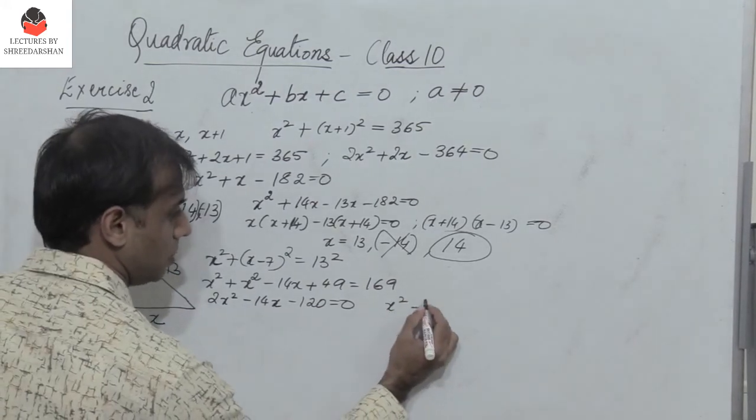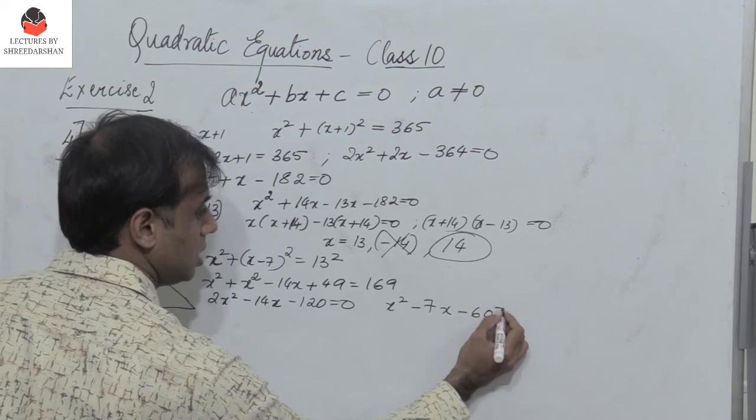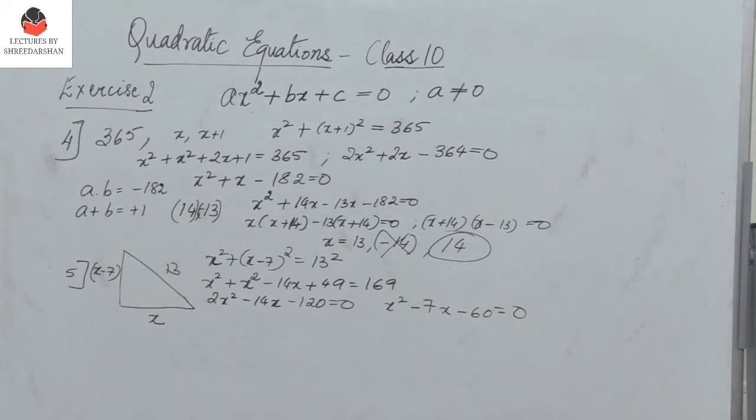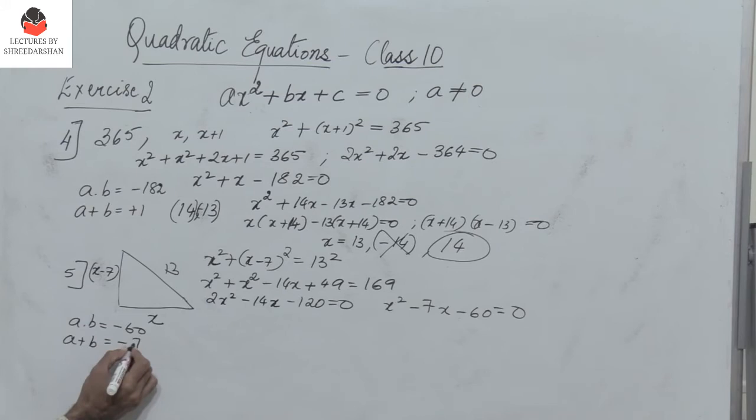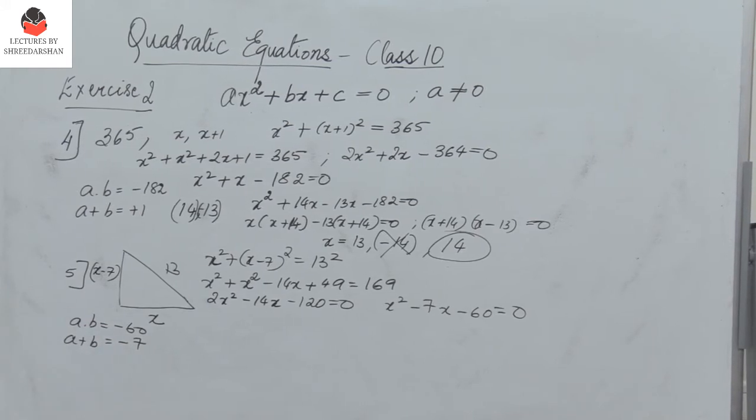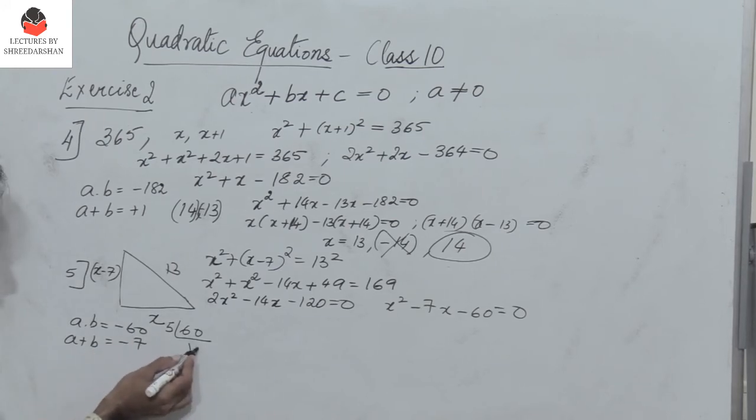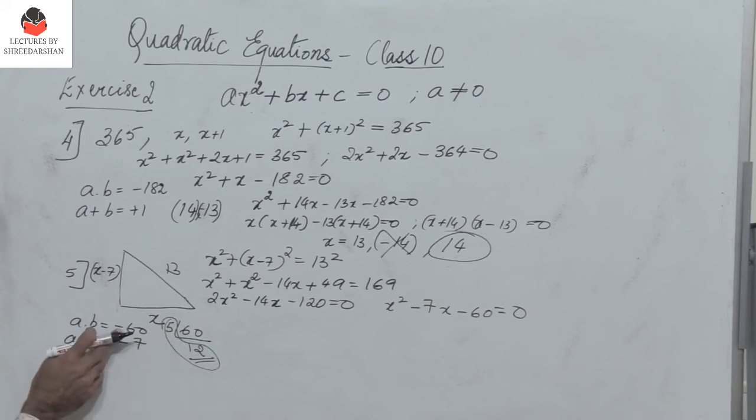So I get x square minus 7x minus 60 equal to 0. So this is what we get. So now we have these two numbers. So now I have a into b, which is minus 60, and a plus b, which is equal to minus 7. So how do I get those two numbers is the question. Again, divide 60 by 5. So if I divide 60 by 5, I get 12. Right? So 5 into 12 is 60, of course.